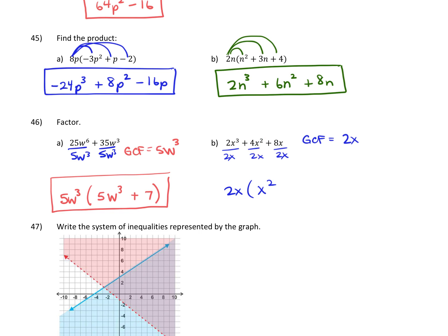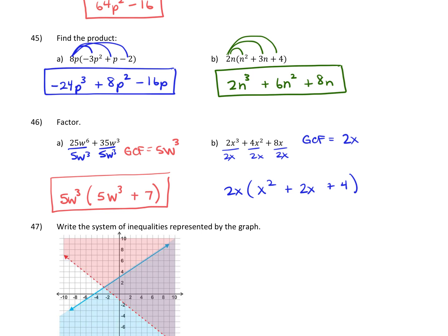4x squared, factor out of 2x, so 4 divided by 2 is a 2, so I'm going to carry down the plus 2. If we have an x squared and we factor out an x, we do have an x left. And then 8x, factor out of 2x, so 8 divided by 2 is plus 4, and then that 4 will not have any x's left. So let's do a quick check. Inside parentheses, do these have anything in common? Nope, nothing in common, so we feel good about our GCF of 2x.